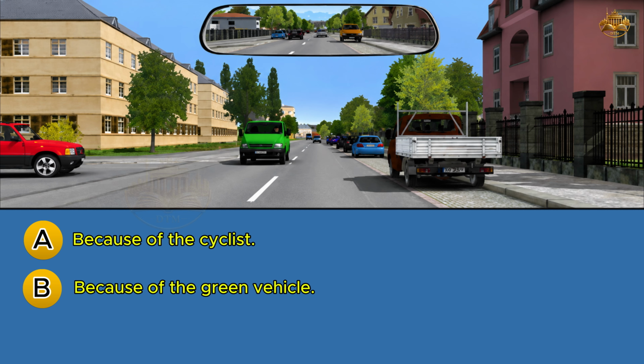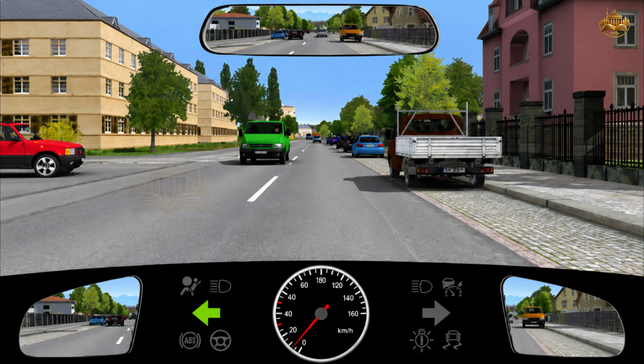Option B: because of the green vehicle. The green vehicle is also relevant to the situation. We have to take it into account and stop because it may enter or cross our path. Option C: because of the red vehicle. The red vehicle is on the other side of the road and does not create the same immediate danger for our path. Therefore, it is not the reason why we are required to stop.